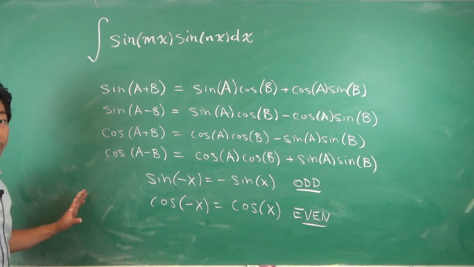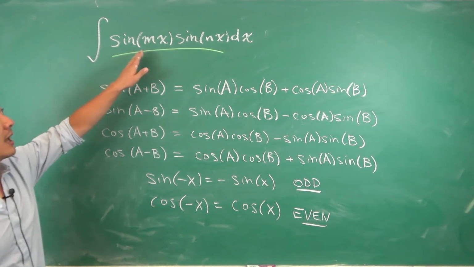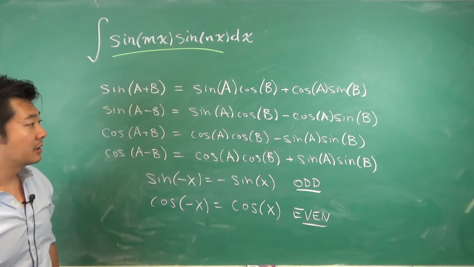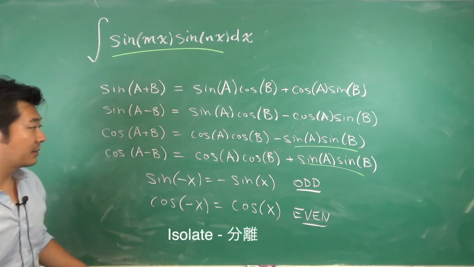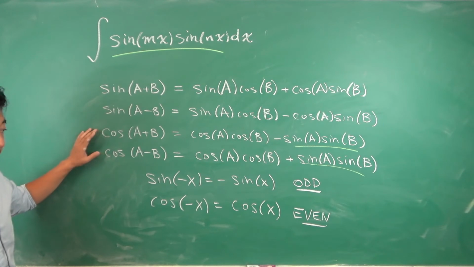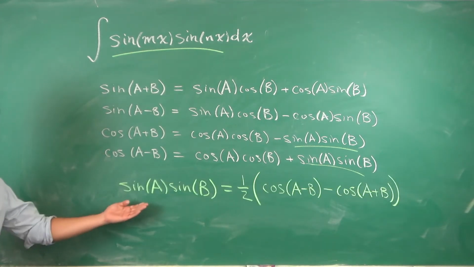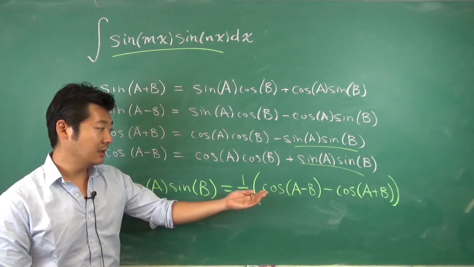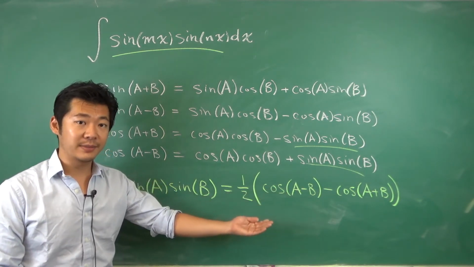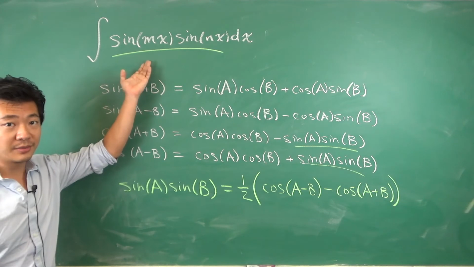Now, to do our problem, we're looking for sine mx, sine nx. So that would be these two, which we can isolate by subtracting these from each other. So that sine of a times sine of b is 1/2 cosine of a minus b minus cosine of a plus b. And so to do this integral is almost immediate.